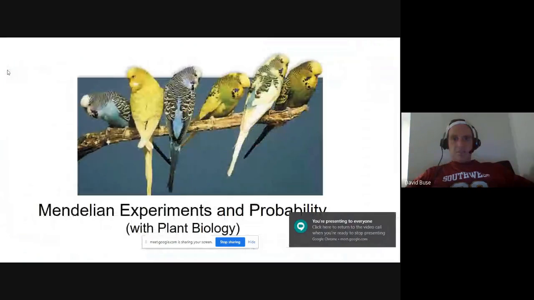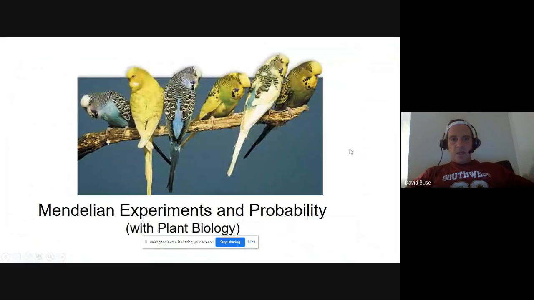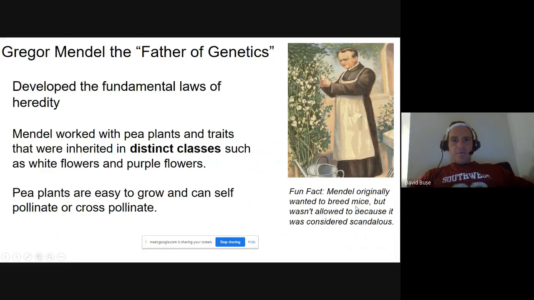You can see some pictures of different birds here, and you can see some of the variation in colors and plumage on the birds. And of course, we know that that's from meiosis and sexual reproduction and some of the concepts that we talked about prior. And so let's take a look at Gregor Mendel.